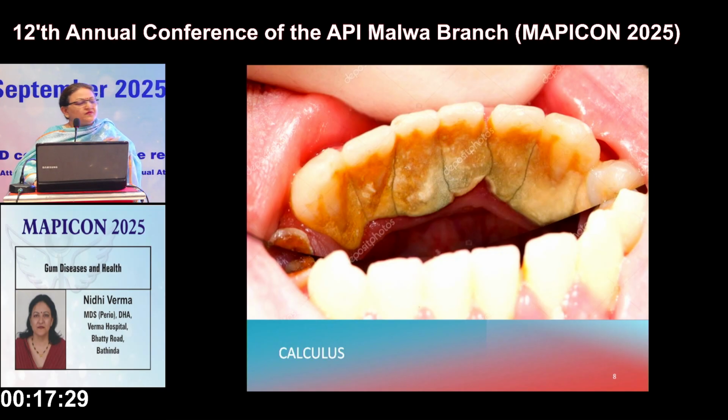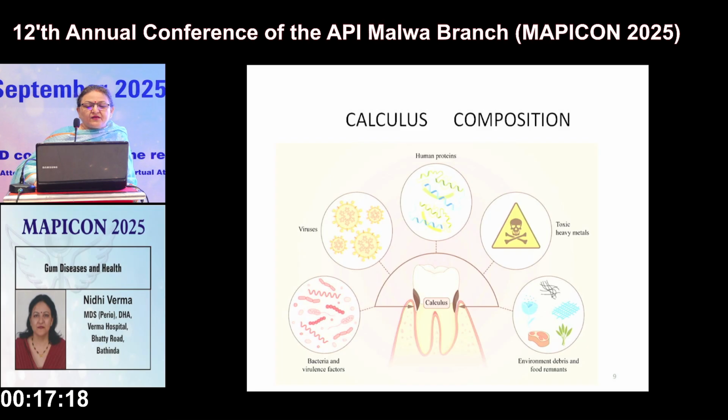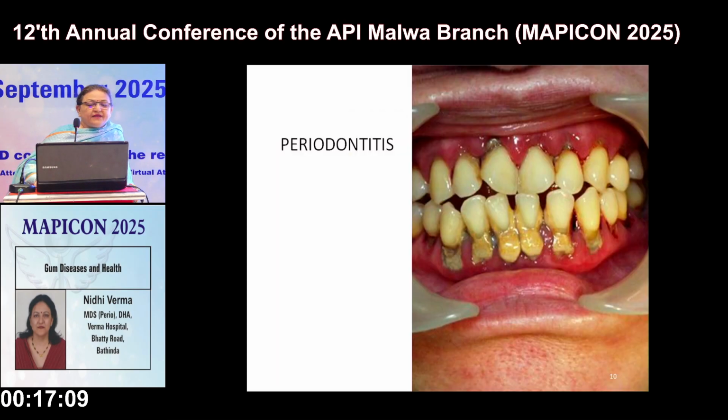It is made up of calcium, magnesium, zinc, and other metals. Mainly the crystals are octacalcium phosphate, brushite, hydroxyapatite, and magnesium whitlockite. The calculus composition is proteins, viruses, bacteria, environmental debris, food remnants, and toxic heavy metals. And when the calculus keeps on collecting on the teeth, that will lead to inflammation of the periodontium, that is called periodontitis.